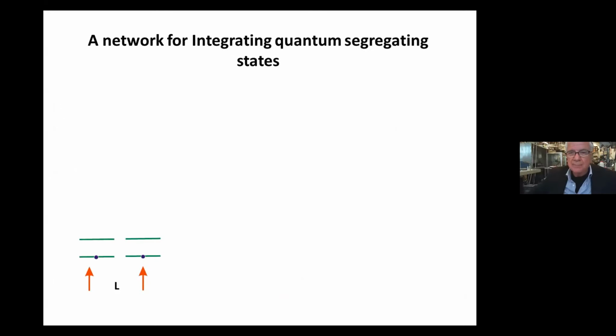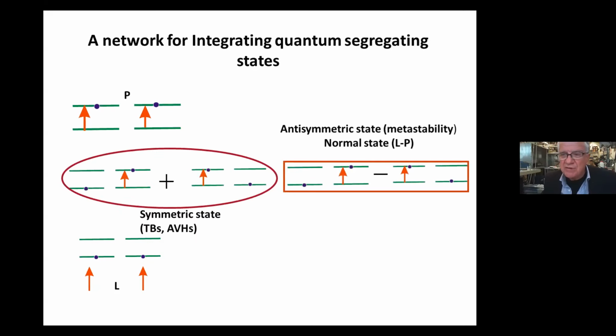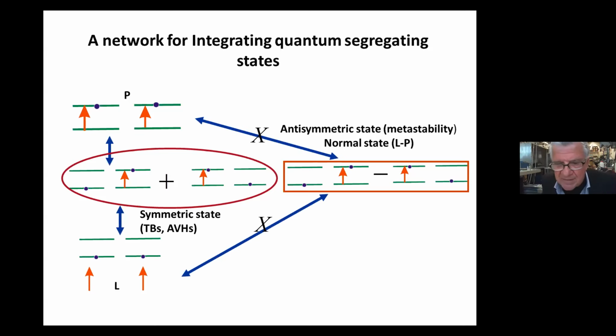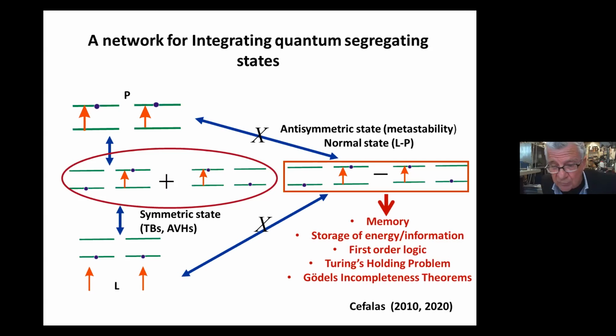Let us make this more clear. We start from two integrating low states, and then we proceed to create the algebraic summation of two excited states. The transitions between symmetric states are allowed. On the contrary, the transitions between antisymmetric states are forbidden. When the system is in a symmetric state, it fluctuates between the two states. The symmetric state is associated with pathological thought-blocking states and auditory verbal states, while the antisymmetric states are associated with metastability, which characterizes normal behavior. The coherent antisymmetric state is inherent with memory functionality and storage of energy and information. In a first-order logic formalism, the mixed quantum state justifies the Turing halting problem and Gödel's incompleteness theorems.